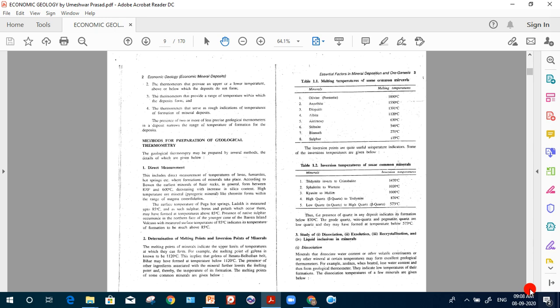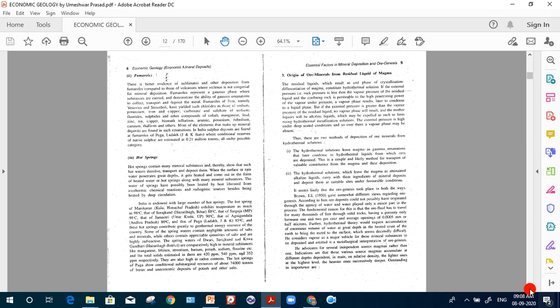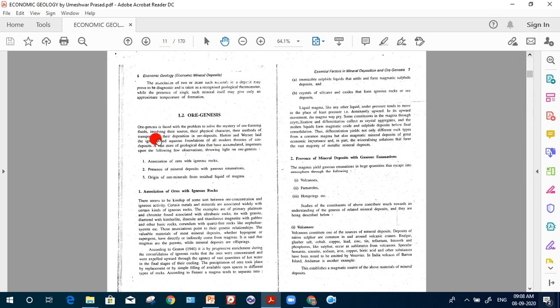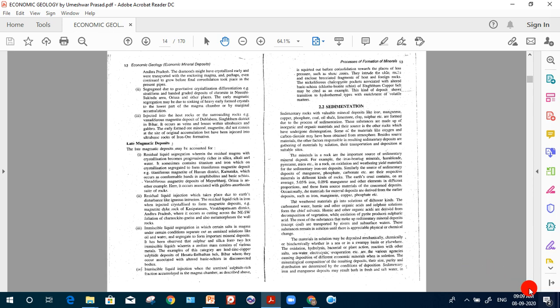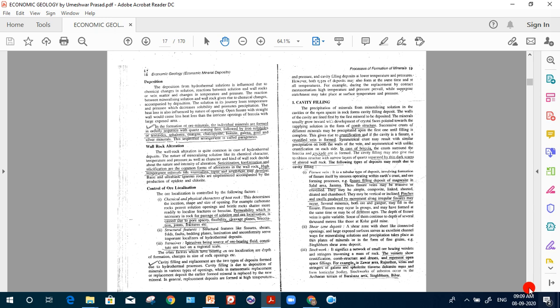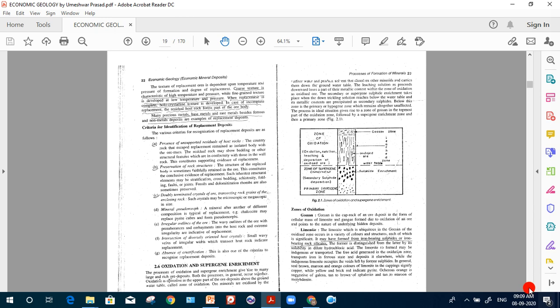Then you can see how ores are formed. It is written in great detail here. We will discuss all this. Various processes of formation of ores are here, that will be in unit 2. Okay, and a very important thing which we have to note is the presence of gossan. We will come into all this.